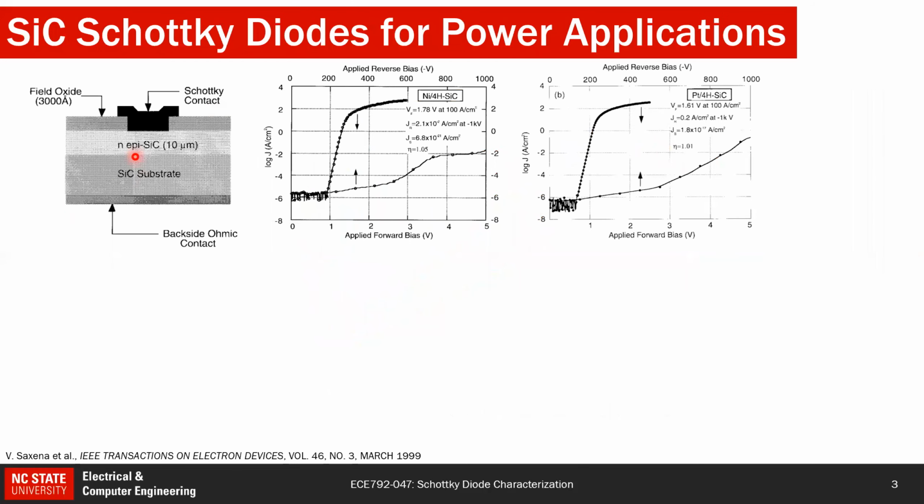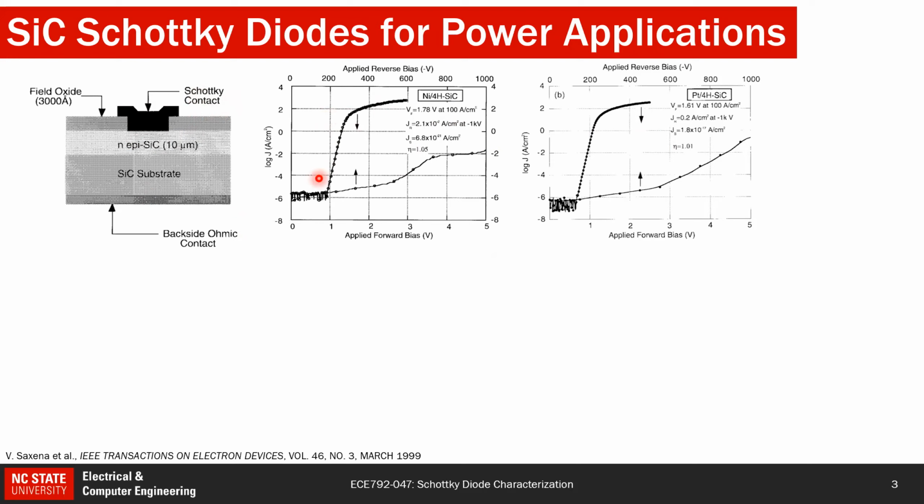Here is an example of a silicon carbide Schottky diode fabricated for 1000 volts. Here is a schematic cross section where we can see there is a Schottky contact on top and an ohmic contact at the bottom. For the Schottky contact, we can use different metals such as nickel or platinum, and based on the work function of the metal, we can have a different barrier height.